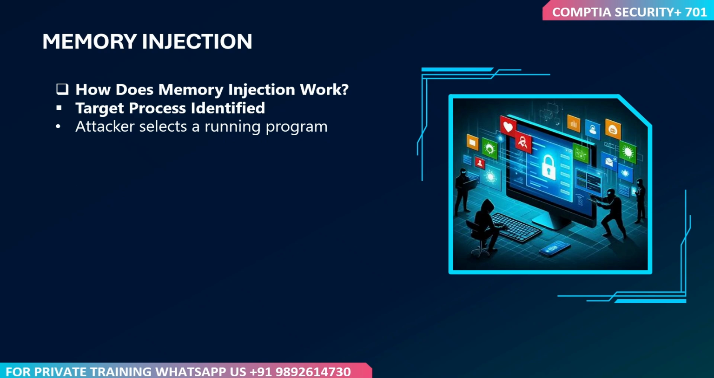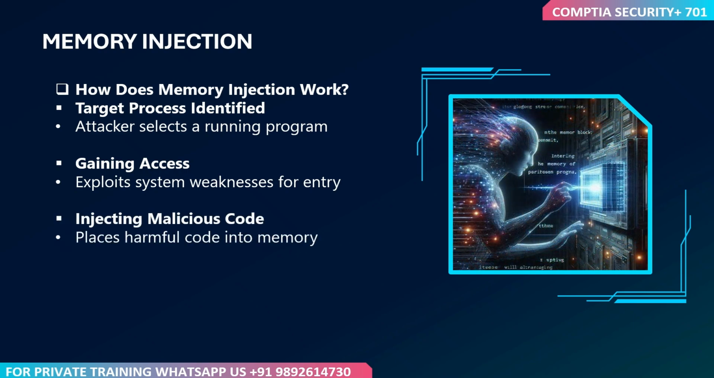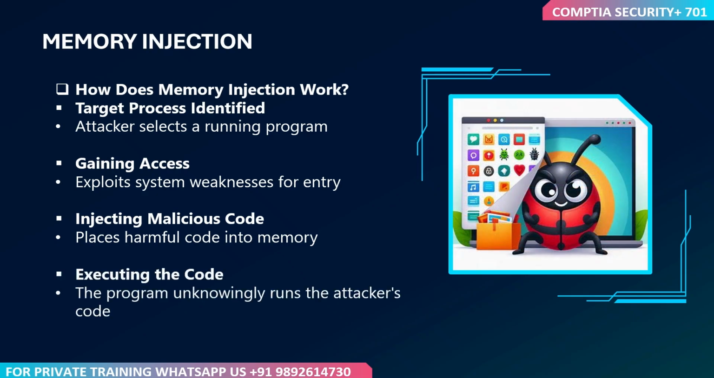To understand memory injection, let's break it down into simple steps. First, the attacker picks a program that's already running on your system. Next, they exploit a weakness, maybe in the software or even the operating system, to get the necessary permissions. Once inside, they plant harmful code directly into the memory of that running program. Finally, the injected code runs silently within the target process, often going undetected. And just like that, your system could be compromised.